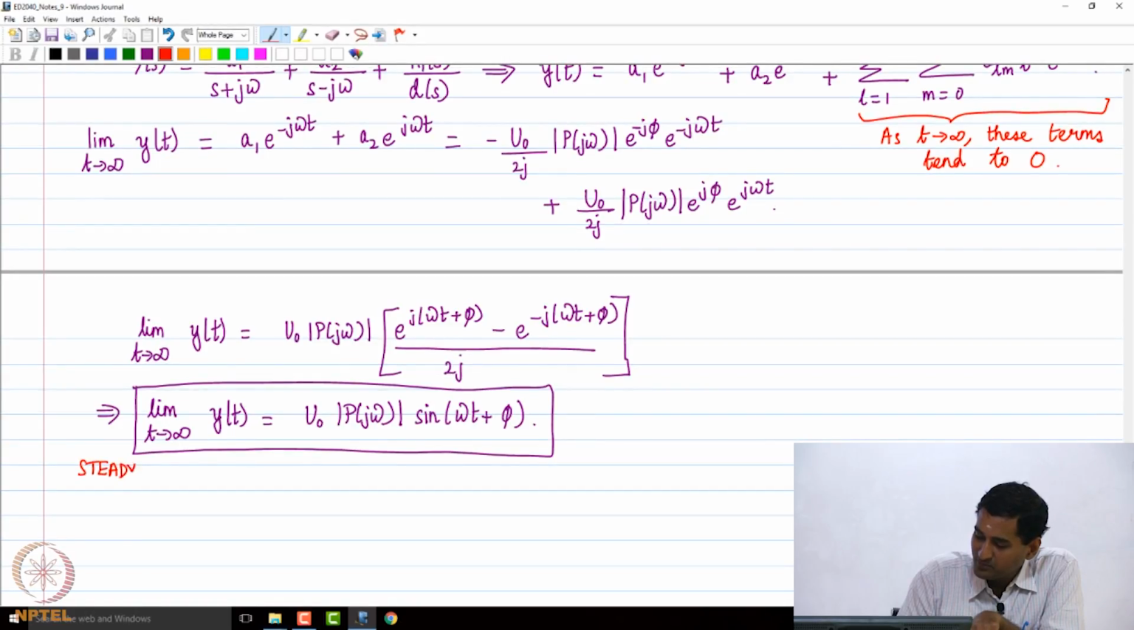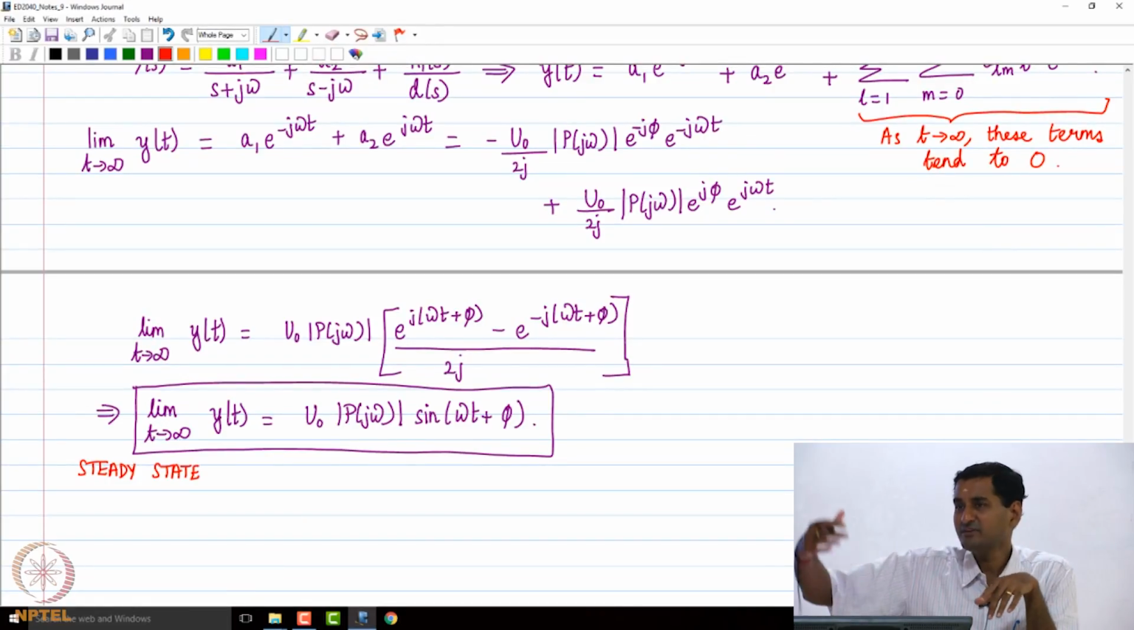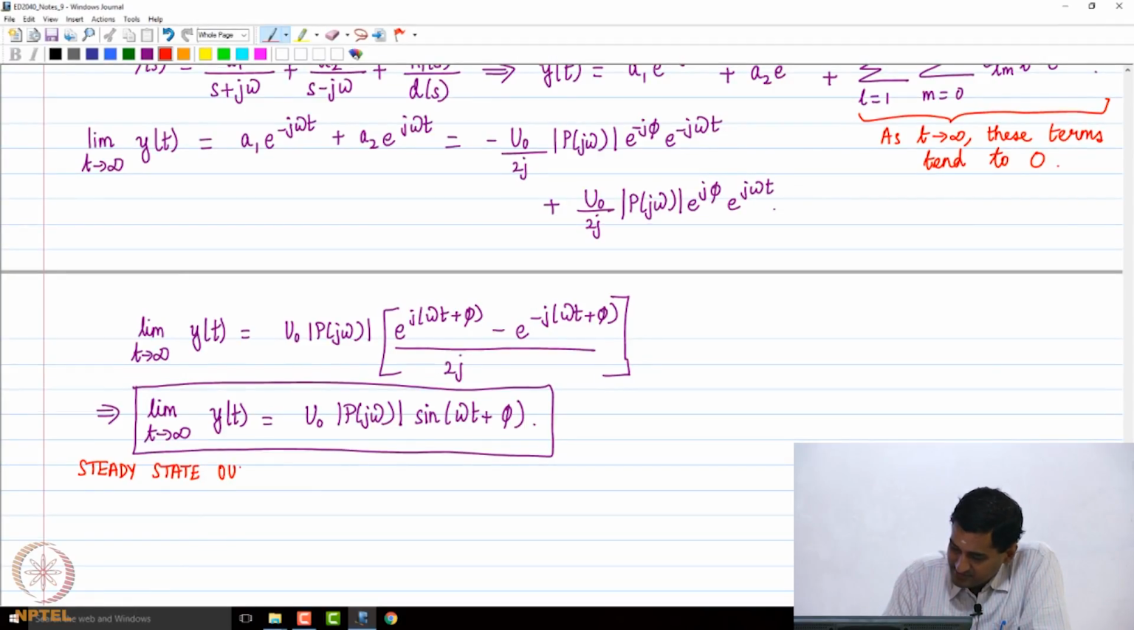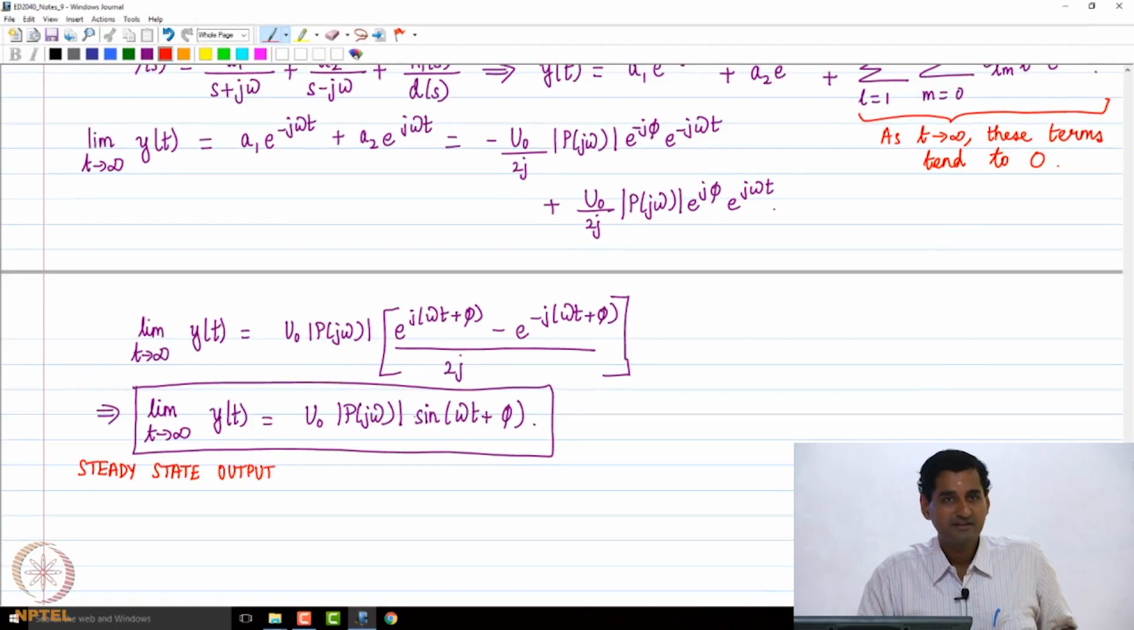Please note that the steady state output is not a constant value here, but rather it depends on time, in a sinusoidal pattern. So this is the expression for the steady state output of the system. Now what is important here? You look at the frequency: the steady state output is a sinusoidal function, but the frequency of the steady state output is also the same as that of the input. So that is an important feature.